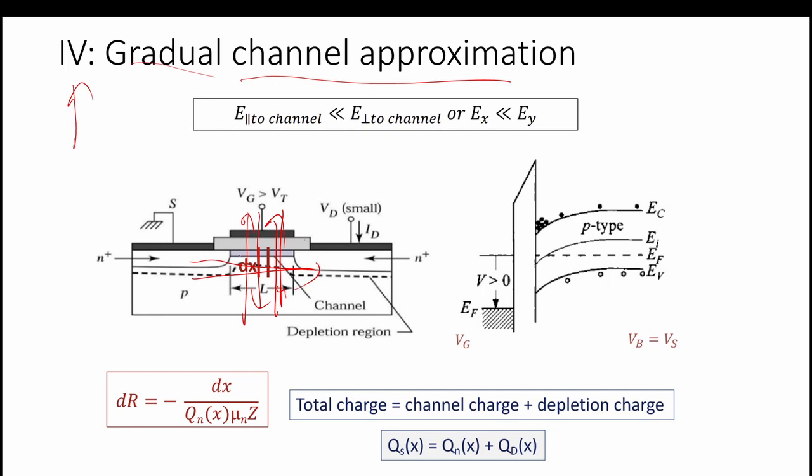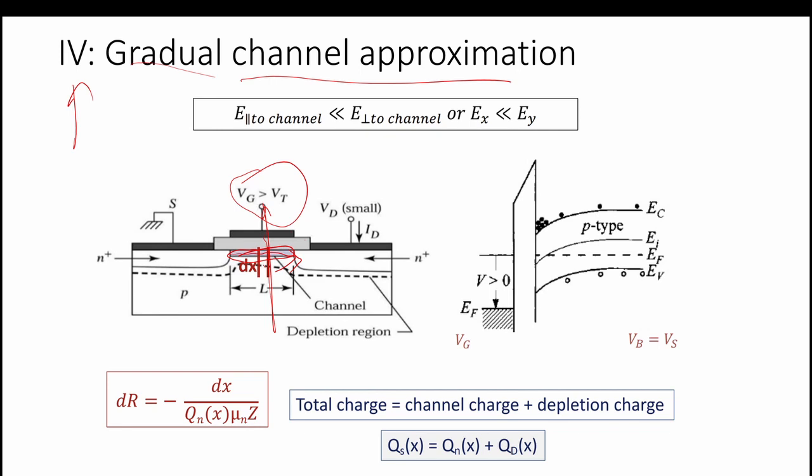that the electrons are not deviating their path. We are assuming that electrons in the channel are not deviating their path because of the Vg. So they are moving in this direction, and the field in the other direction is very small in the channel.